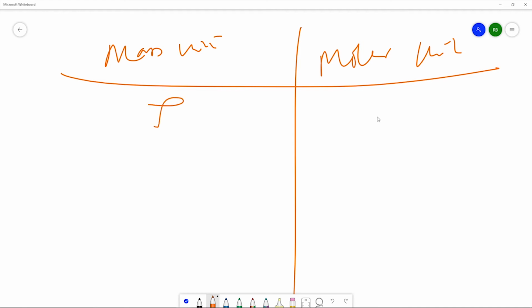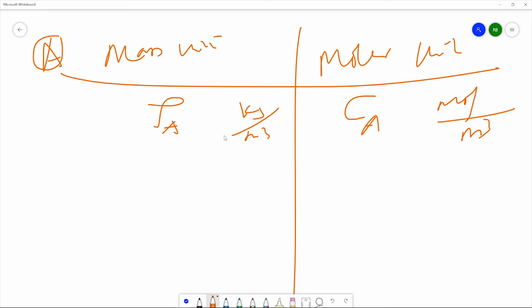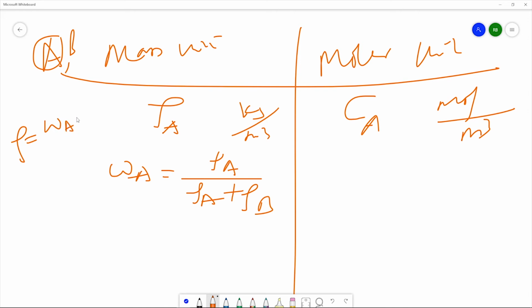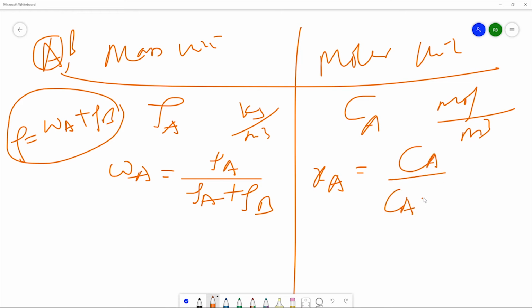What is the mass concentration? This is density. What is the molar concentration? This is C. Let me write rho A, let's say it's for species A. What are the units? Kg per meter cube, and this is mole per liter or meter cube. Then how will you define the mass fraction omega A? Let's say we have 2 species, A and B. Then it is rho A divided by rho A plus rho B. So you can write rho as total concentration. Similarly, here mole fraction is defined as CA by CA plus CB. You can write this CA plus CB as capital C.